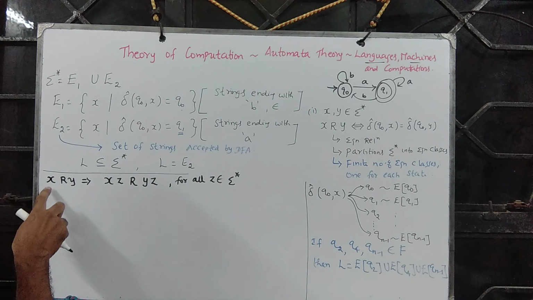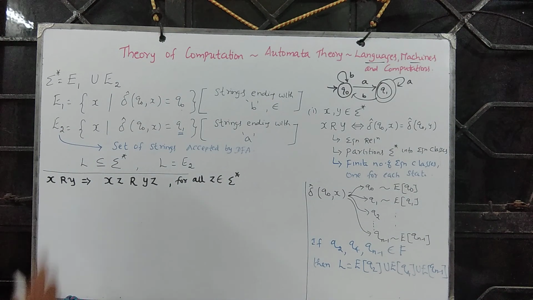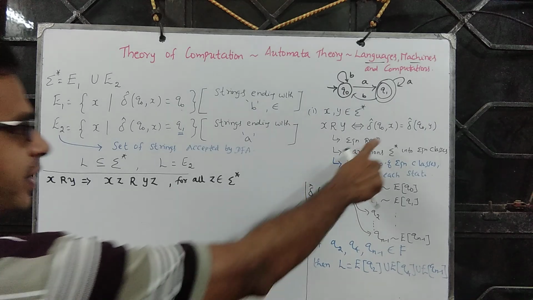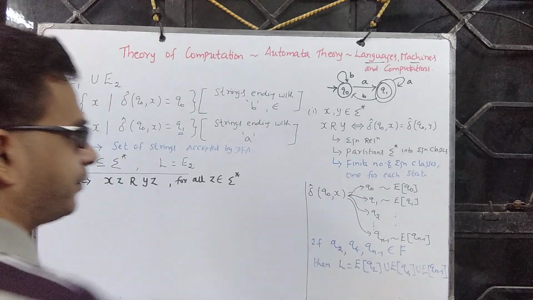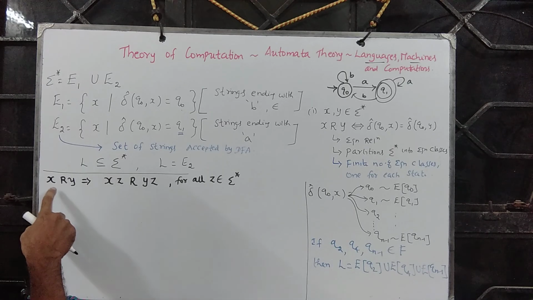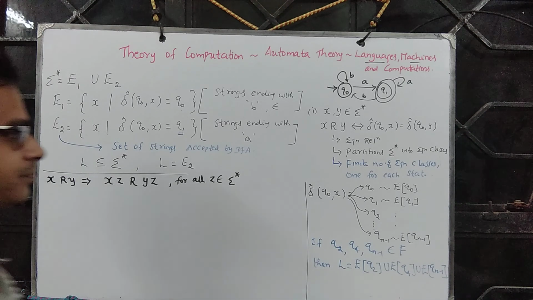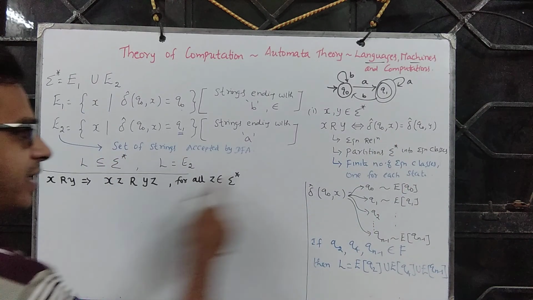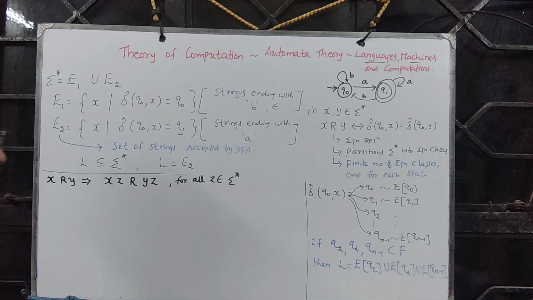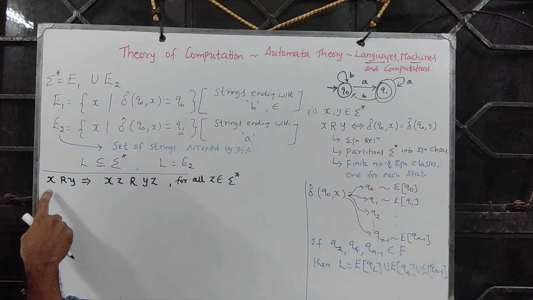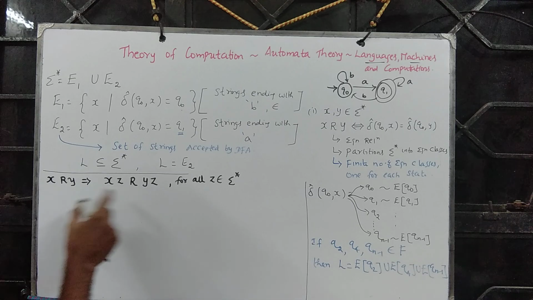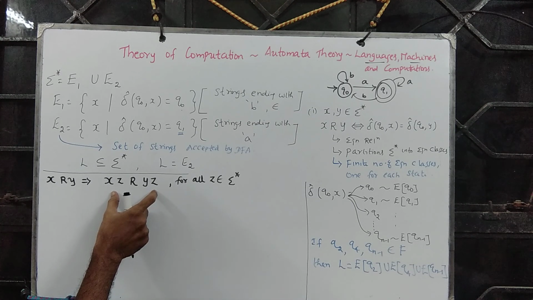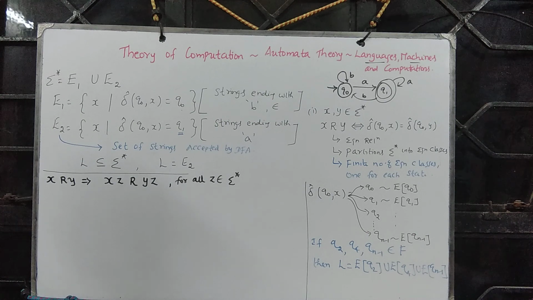So what it says is if x and y are related, which means delta of q0 comma x equals delta of q0 comma y, now you concatenate z, which means delta of q0 comma xz is the same as delta of q0 comma yz. So it says if x is related to y, then one can also infer xz related to yz. Okay. So you say a relation is right invariant if this property is true.